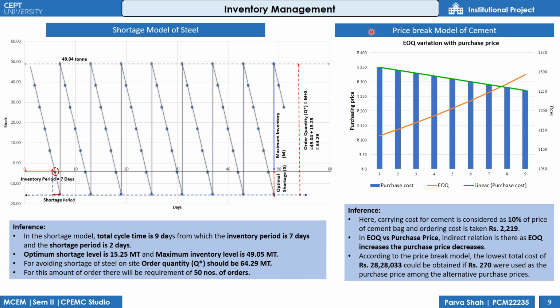Here this graph shows the price break model of cement for the EOQ variation with the purchase price. From the graph it can be seen that there is an indirect relationship between EOQ and the purchase price. Therefore, to obtain the lowest total cost, it is suggested to purchase cement at rupees 270.